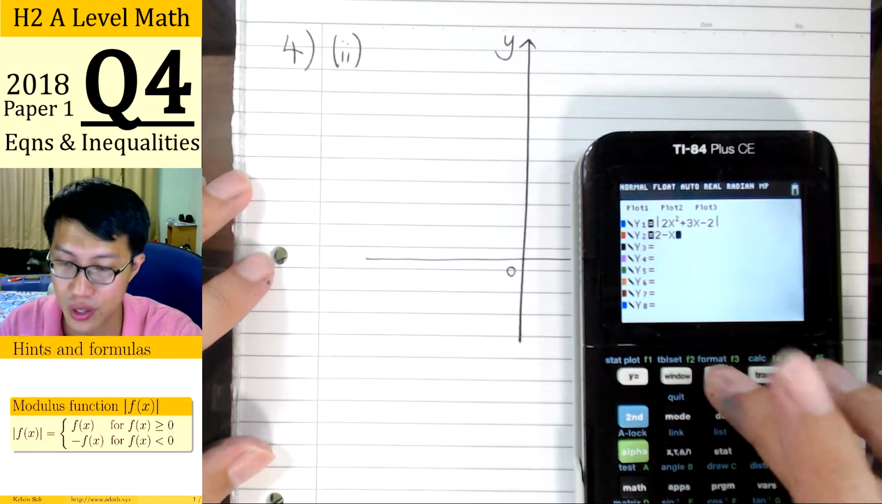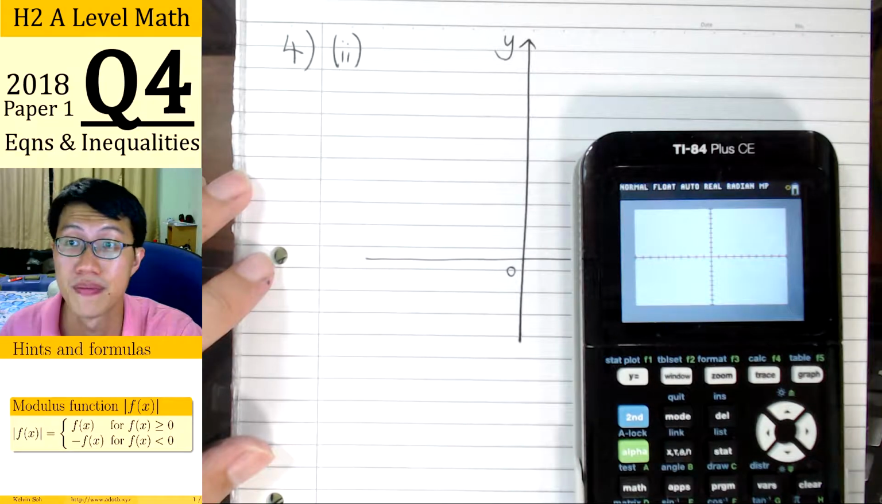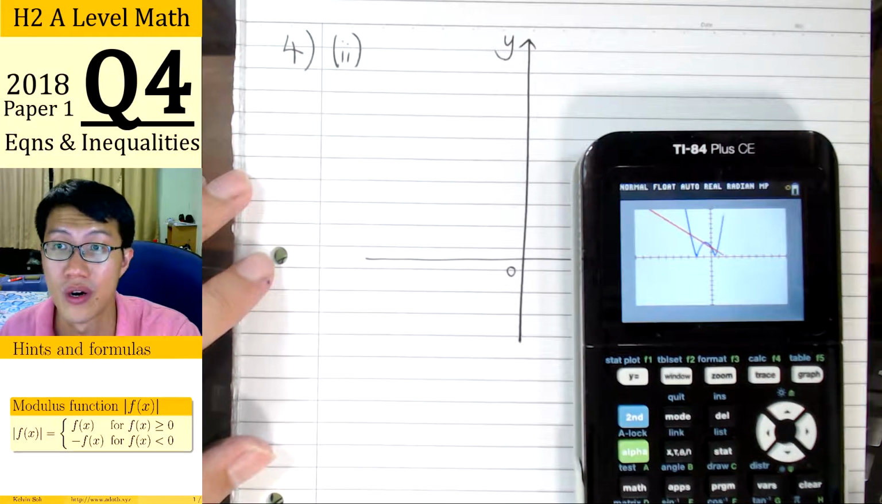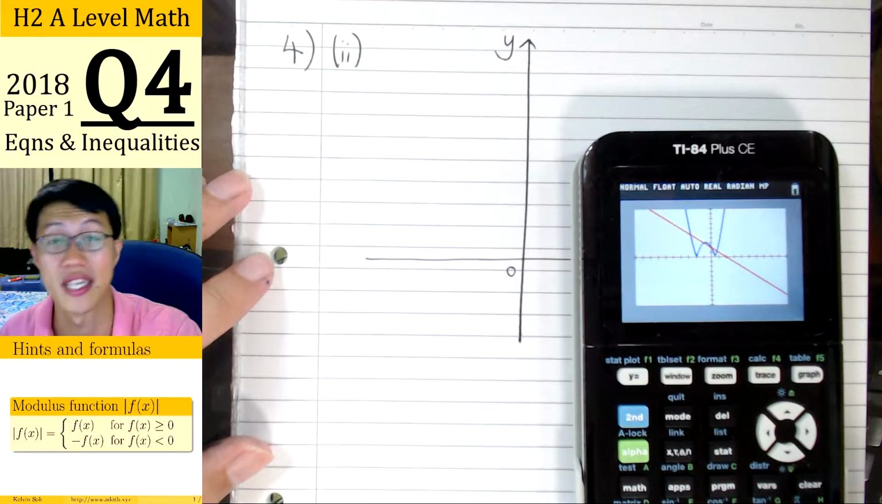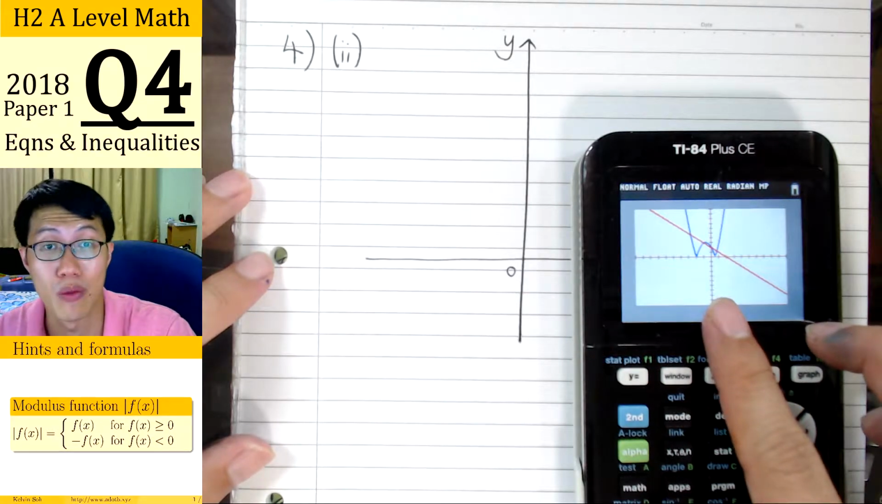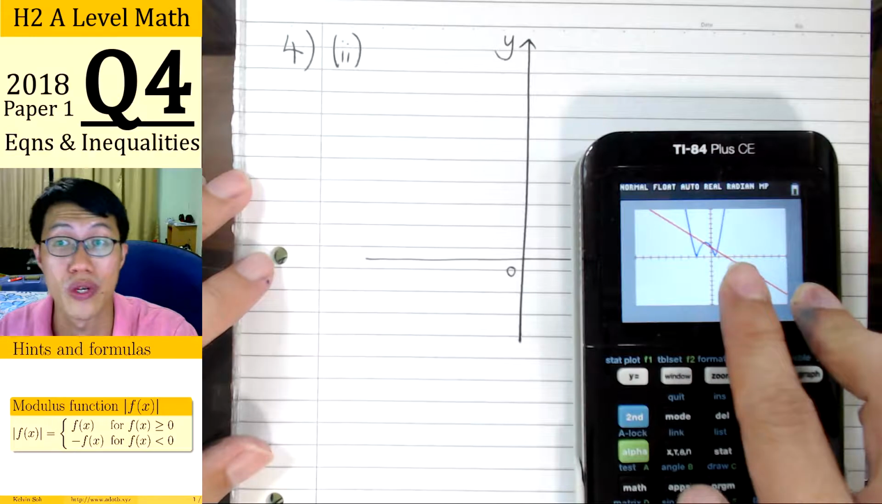Okay, so let's zoom. Usually we go to zoom number 6, which is zoom standard, to see the graph. So let's see in action. So this is our straight line graph. Our modulus function, it's over here. So notice it cuts at 4 points, and that is what we expect from our answers from part 1. It cuts at 1 point over here, 2 points over here, and the last point over here.